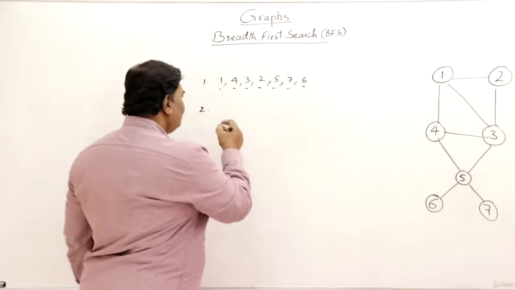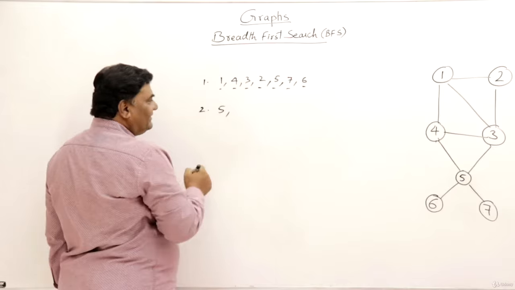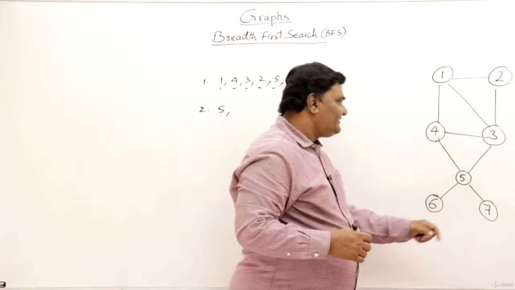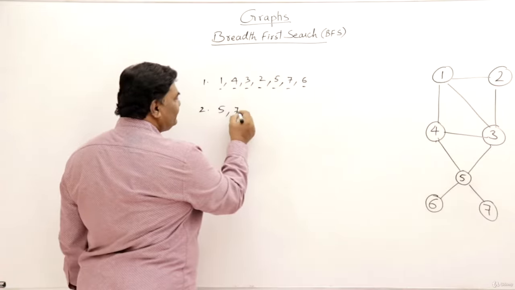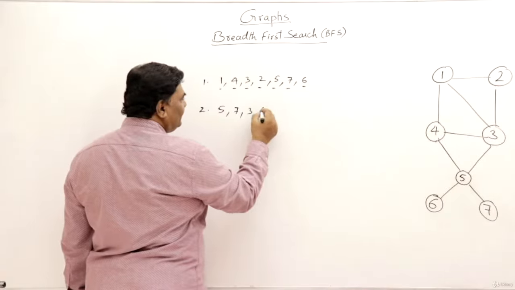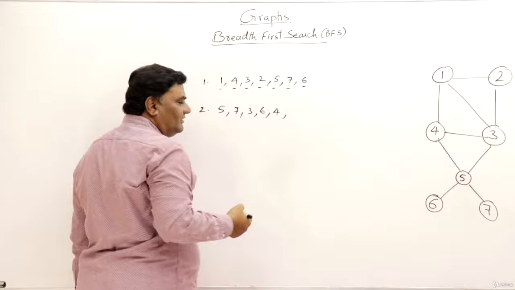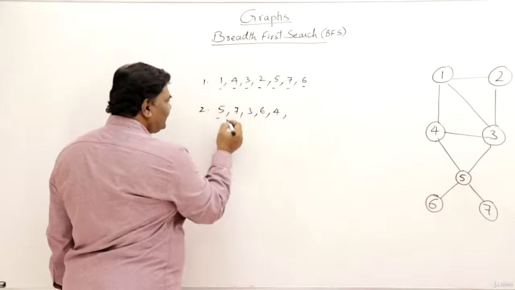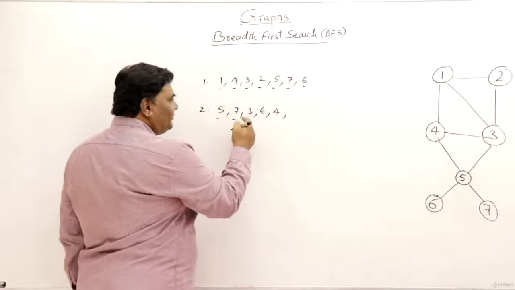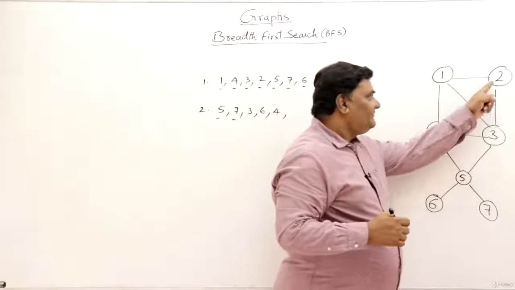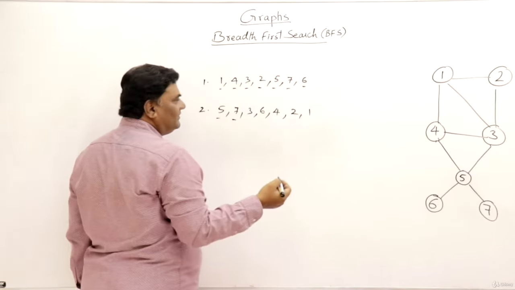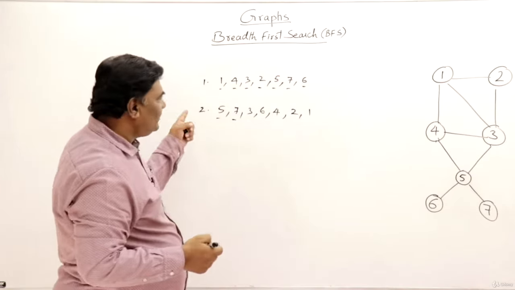Okay, start from 5. Visited. Explore 5. Who are adjacent? 3, 4, 6, and 7. So I will take 7, 3, then 6, 4. Okay, 6, 4. Then 5 is completely explored. Explore 7. There is nothing adjacent to 7. Then explore 3. For 3, adjacent vertices are 2 and 1. So 2 and 1. Now actually I have finished with all the vertices.